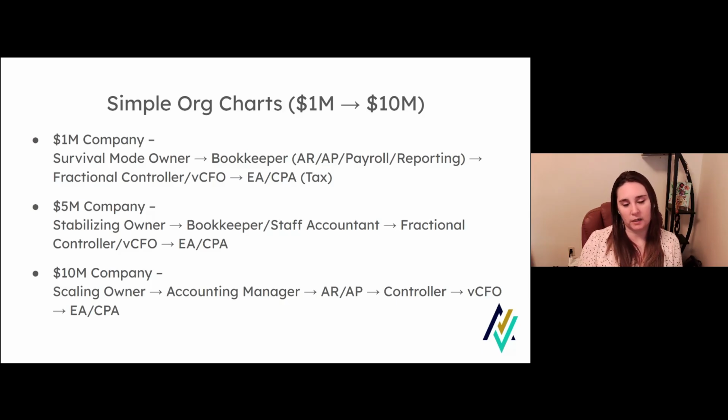And then you still have kind of a virtual CFO. This person is most likely going to be meeting on a monthly basis to really help with strategy and make sure that things are ticking along, and helping.